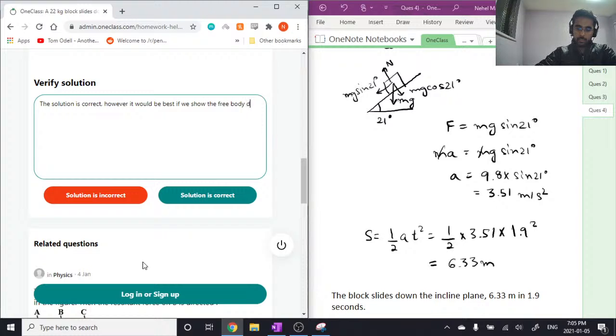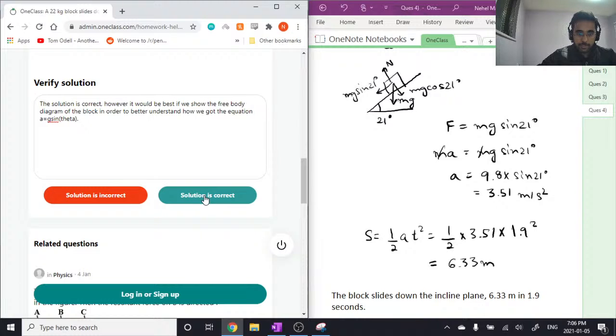Free body diagram of the block in order to better understand how we got the equation a is equal to g sine theta. Okay, so I guess mark it as correct and give them some feedback on it.